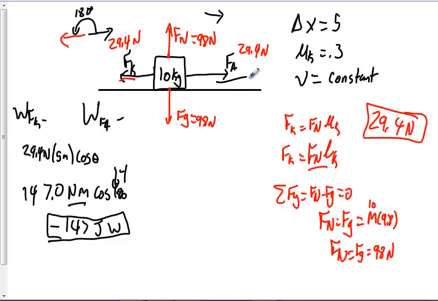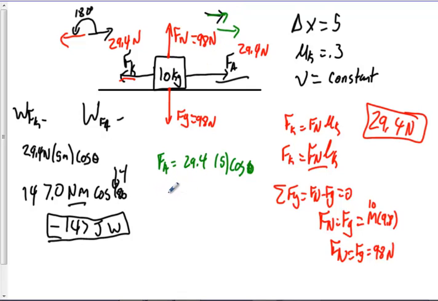How much work did the applied force do? Well, if we go to that one, FA is 29.4 times 5, and we're going to get the exact same thing, except this time it's times the cosine of 0, because this time the force is this direction, the motion is this direction. There is no angle between those, they're parallel lines.